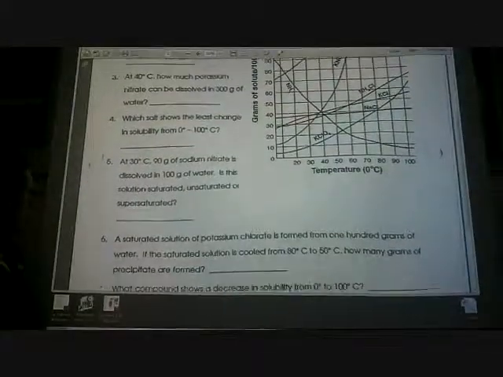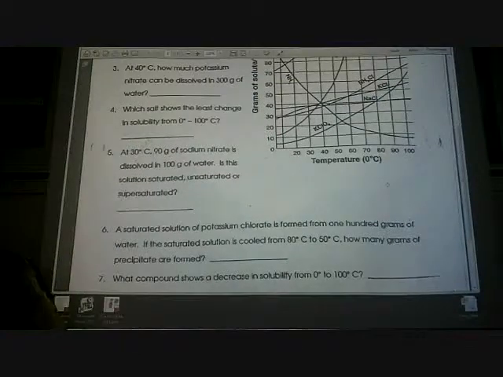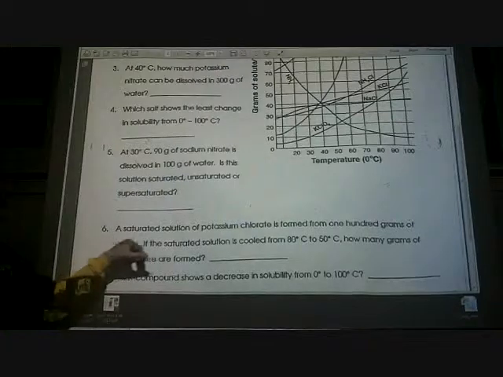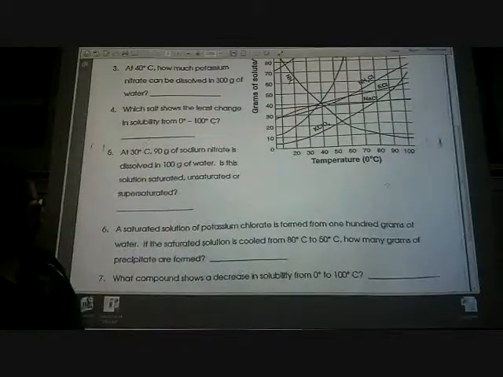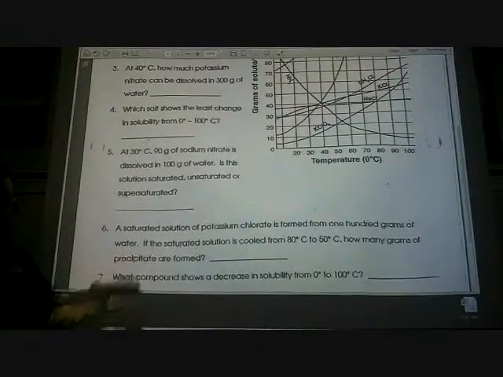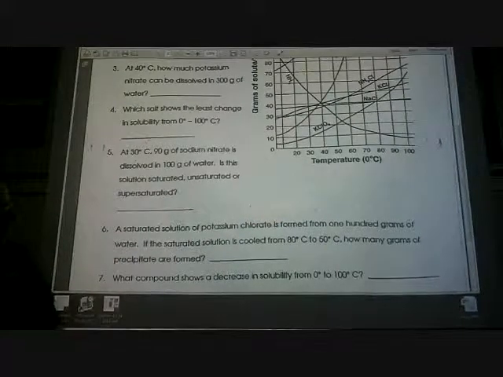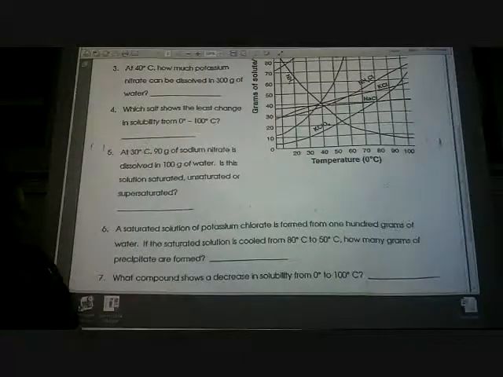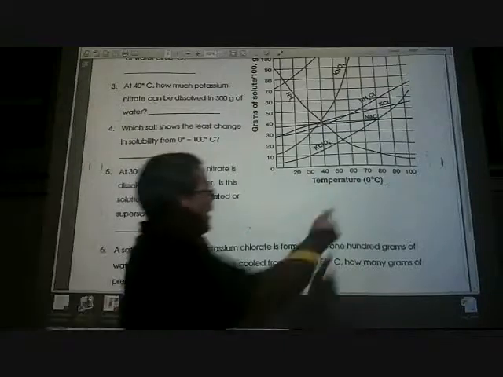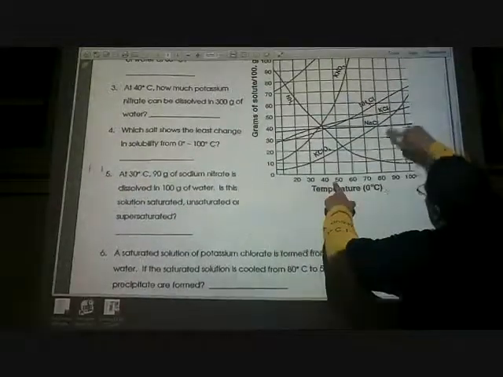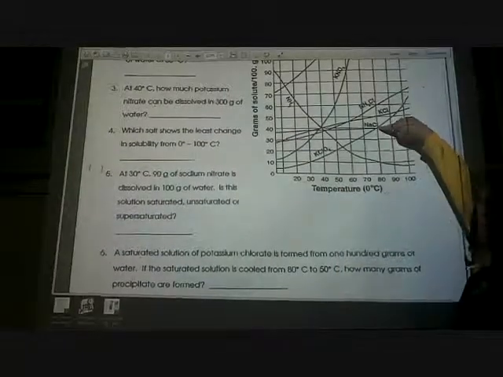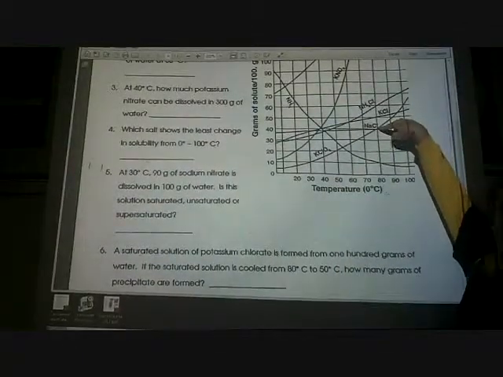All right, number 6. This is how rock candy's made, and you can do it with other substances as well. It says a saturated solution of potassium chlorate is formed from 100 grams of water. If the saturated solution is cooled from 80 to 50, how many grams of precipitate are formed? Okay, so we're looking at potassium chlorate, and we go from 80 to 50, so potassium chlorate's right here. So at 80 degrees, how much potassium chlorate can we dissolve? 40. So we have 40 grams.